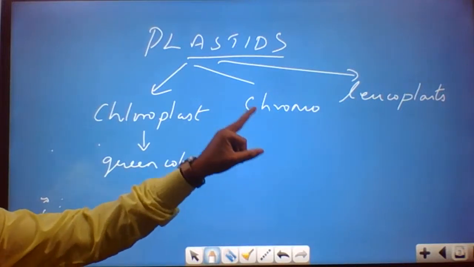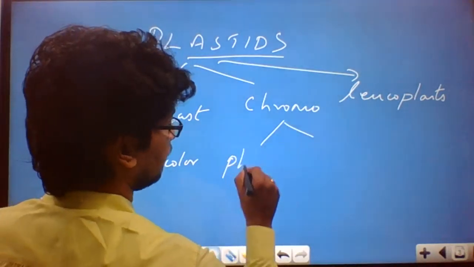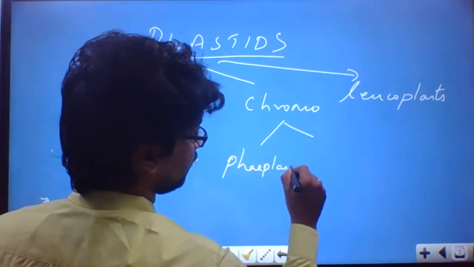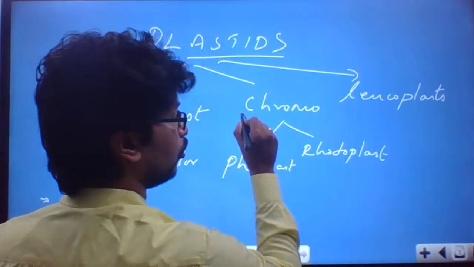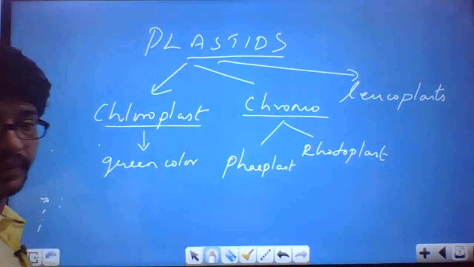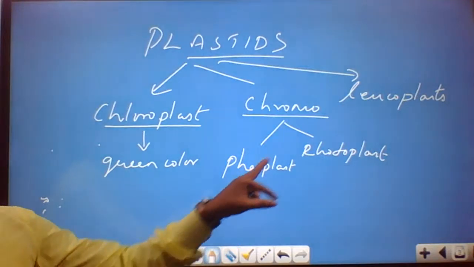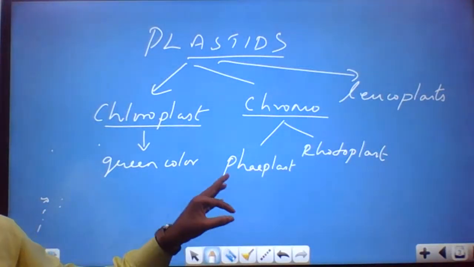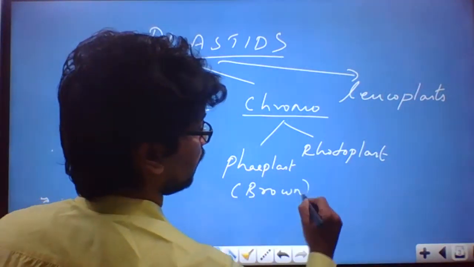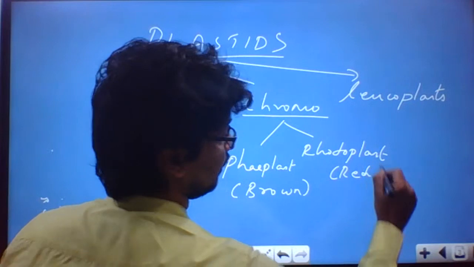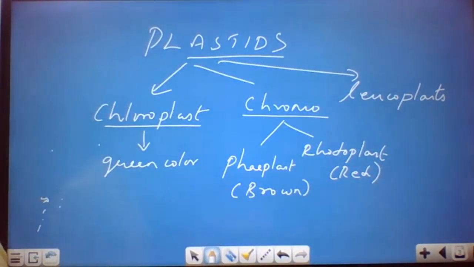Coming to the chromoplast. Chromoplast can be classified into phaeoplast and rhodoplast. So what is the difference? These can also produce a pigment. Chromoplast produces pigment, and chloroplast can also produce the pigment. Okay. So coming to the phaeoplast and the rhodoplast: phaeoplast produces the brown pigment, and rhodoplast produces the red color pigment. Where could you see this brown color pigment? What is the name of the brown color pigment? It's fucoxanthin.